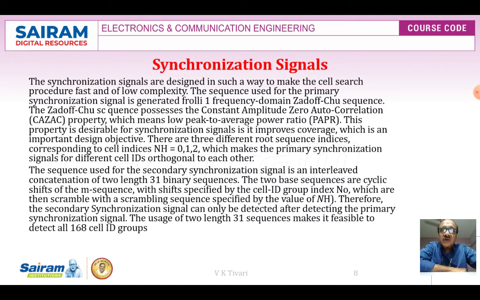There are 3 different root sequence indices corresponding to cell ID equal to 0, 1, 2, which make the primary synchronization signals of different cell IDs orthogonal to each other.